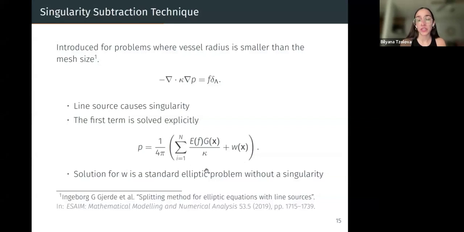So our first term here is made up of a G, which is our Green's function, and this term here is going to contain the singularity that would otherwise cause a problem inside of our solution for pressure. And because this first term contains the singularity for our solution, our second term, the correction term, is going to give us a standard elliptic equation that we can solve without any sort of problem.